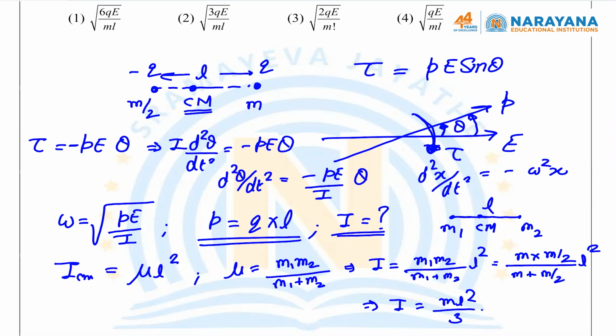Let me check my calculation first. M into M by 2 over M plus M by 2. The denominator will be 3M by 2. Yes, M by 3 into L square. Somehow I'm just feeling that I made some mistake. Let me check it once again. The data is this. Okay, M by 2 and M, right.